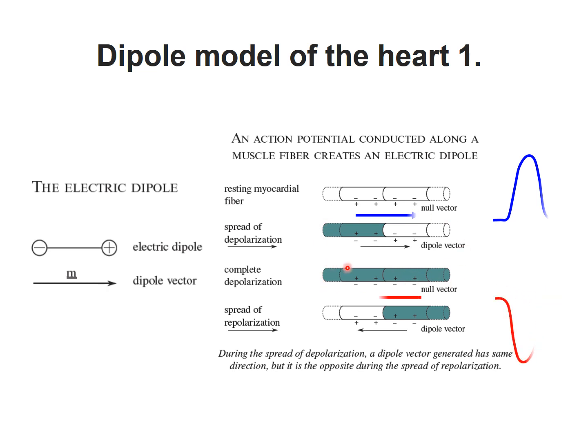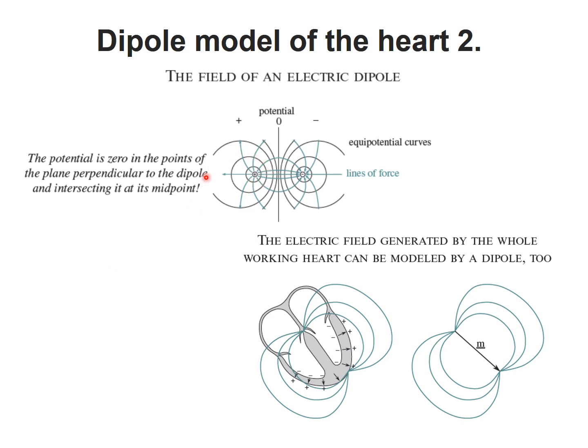This kind of model is a dipole model. Dipole means that we have positive and negative charges separately; they are not in the same position. This dipole can be substituted with a vector, which has a direction and a size. This dipole generates an electric field, and between these two poles we can measure the potential difference.